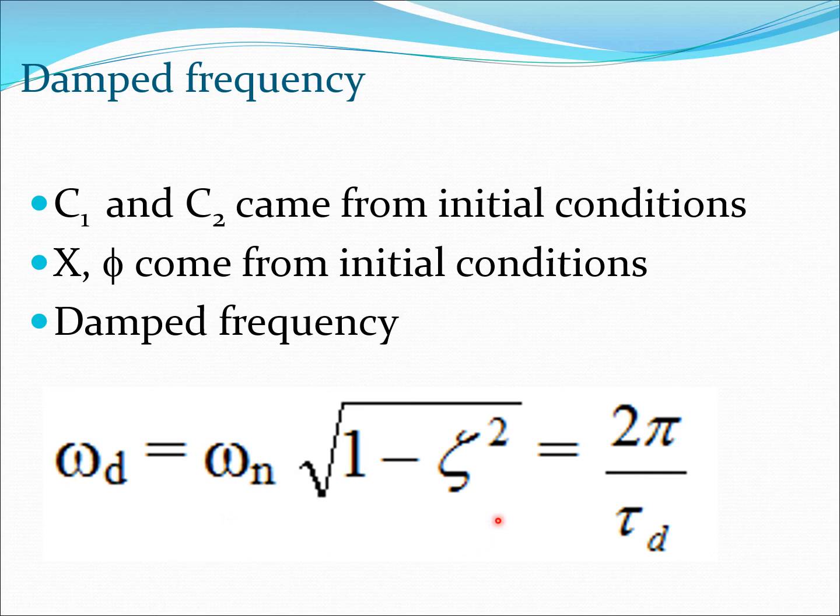But if damping were to become large, like zeta is 0.15 or 0.2, then you need to consider the damped frequency here. Remember, the damped frequency is in terms of radian per second, and tau d of course is in terms of second. So this is a circular frequency.